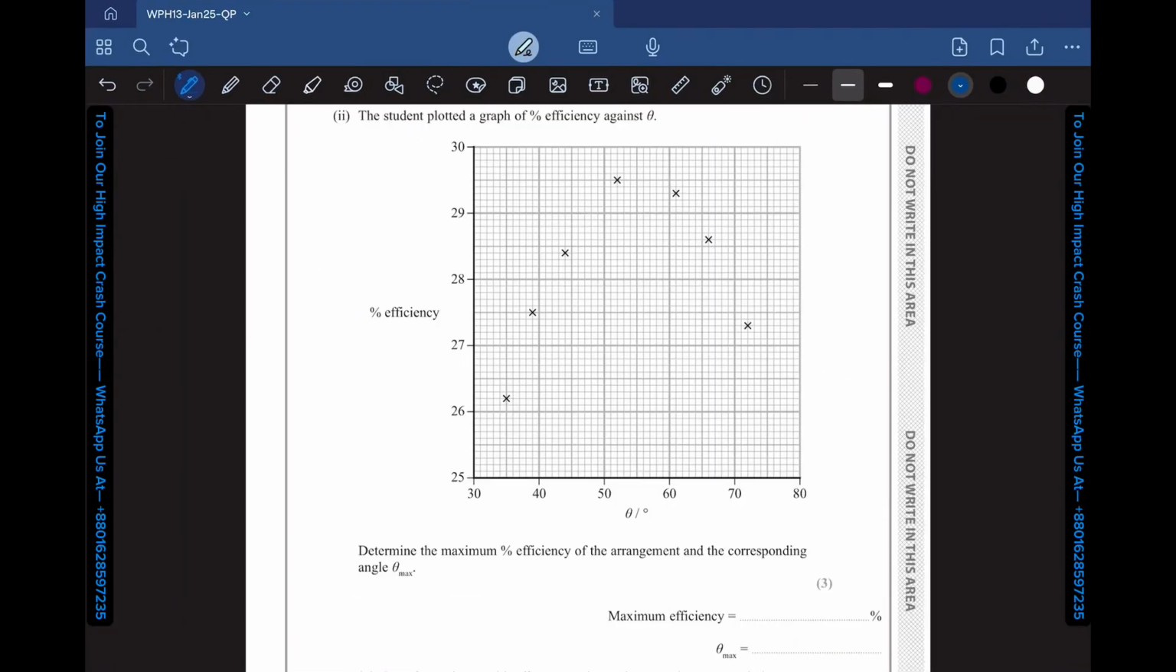The student plotted a graph of efficiency against theta. In the y-axis you can see they have given the efficiency, and in the x-axis they have given us theta. Now the next part of the question says determine the maximum efficiency of the arrangement and the corresponding angle theta max. They have given us a lot of points. We will have to draw a curved line through these points. This is how we will draw the curved line, and after that we will have to figure out the maximum efficiency.